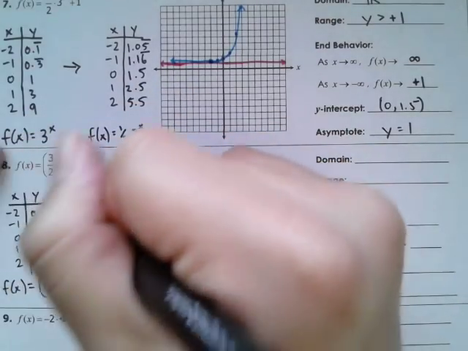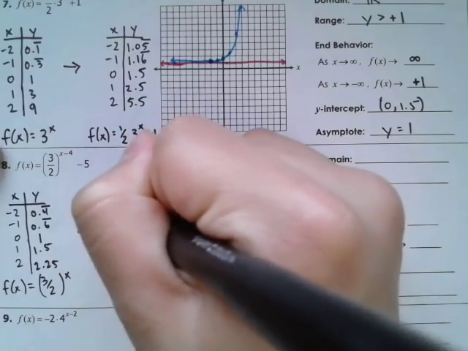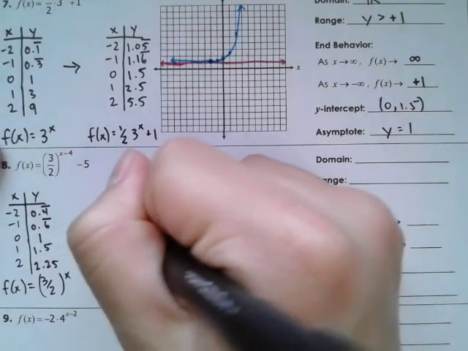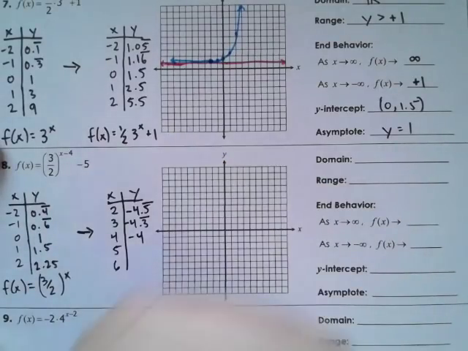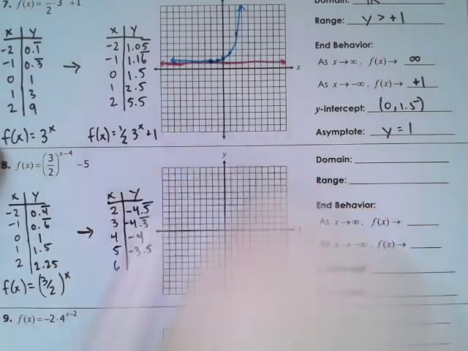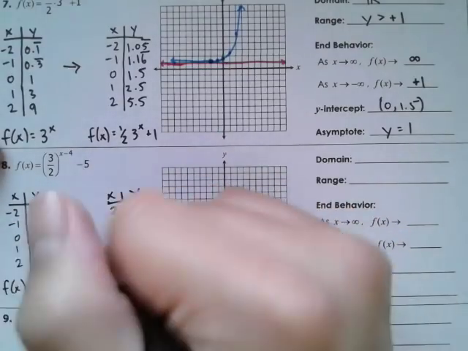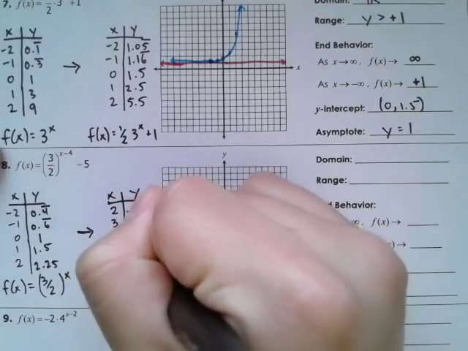0.6 minus 5, I get negative 4.3 repeating decimal. 1 minus 5 is negative 4. 1.5 minus 5 is negative 3.5, and then 2.25 minus 5, I get negative 2.75.